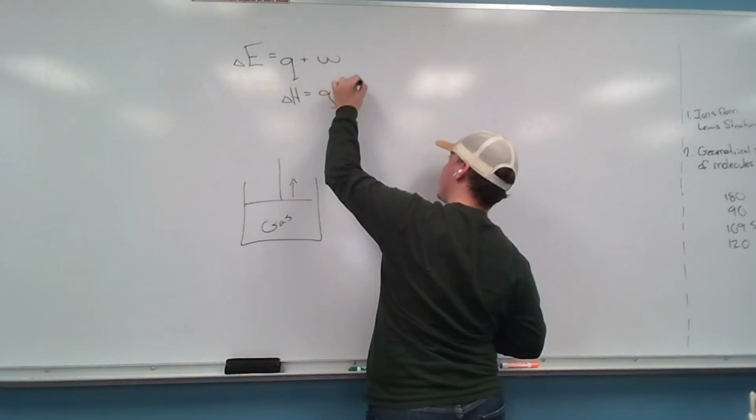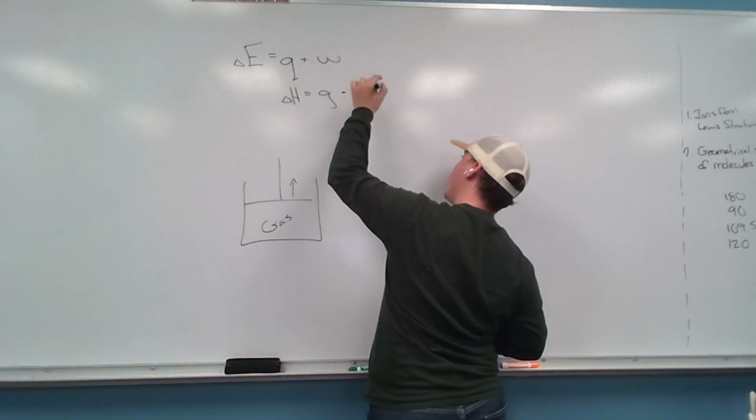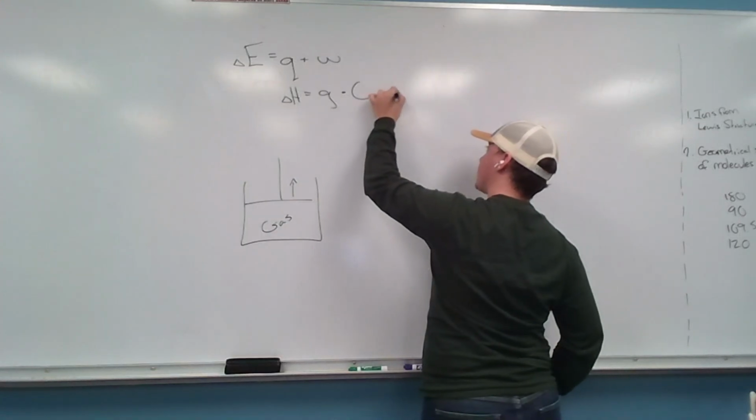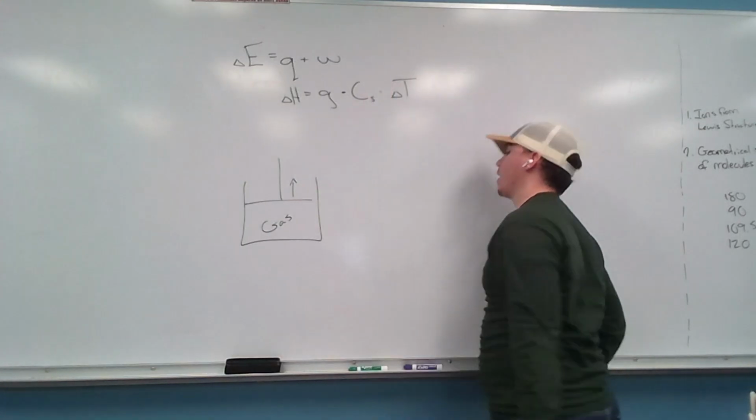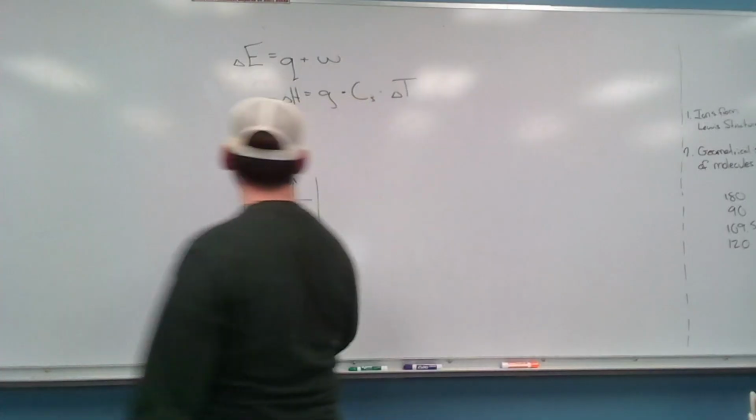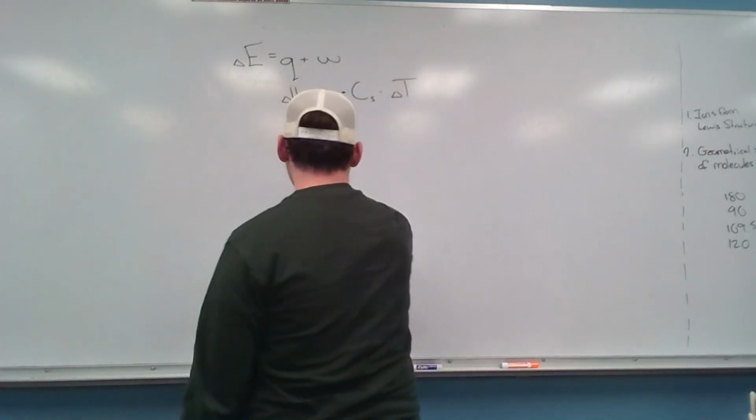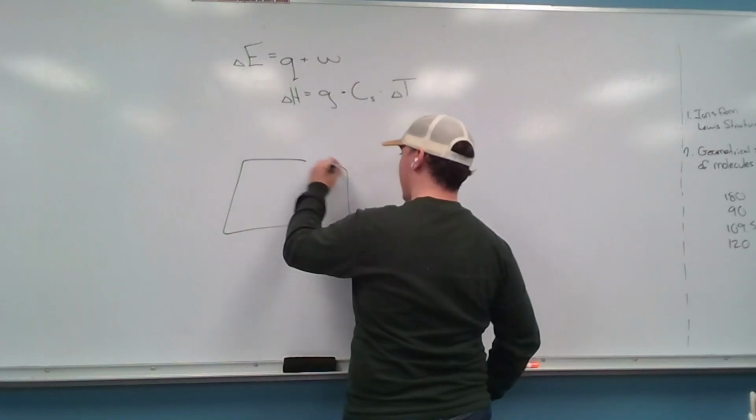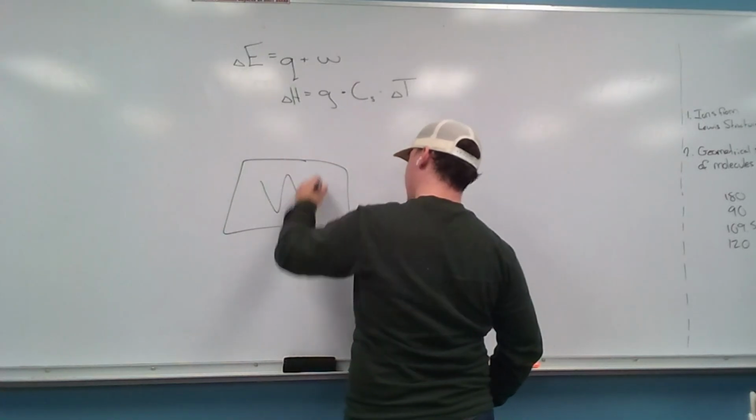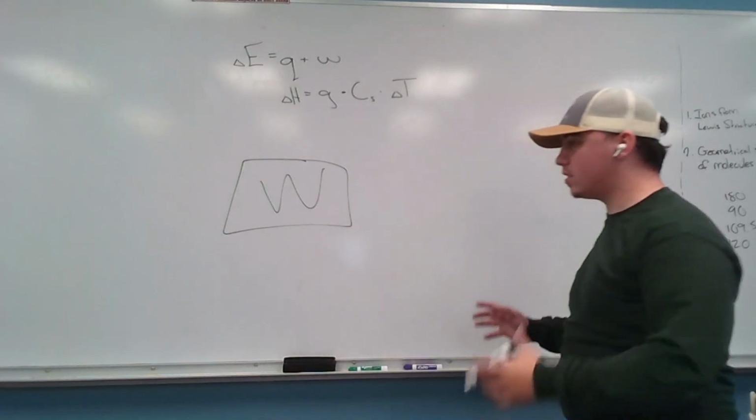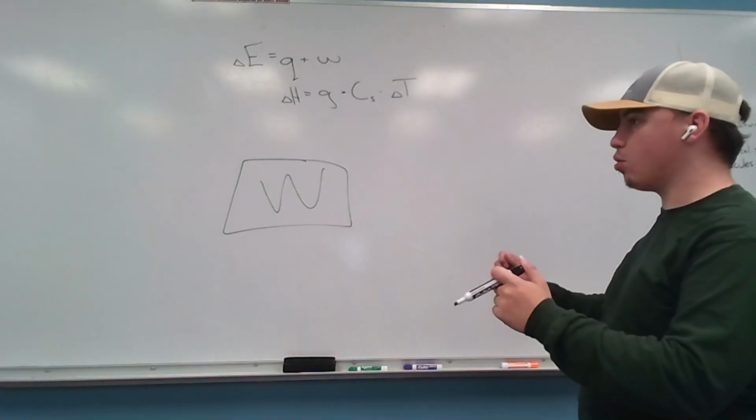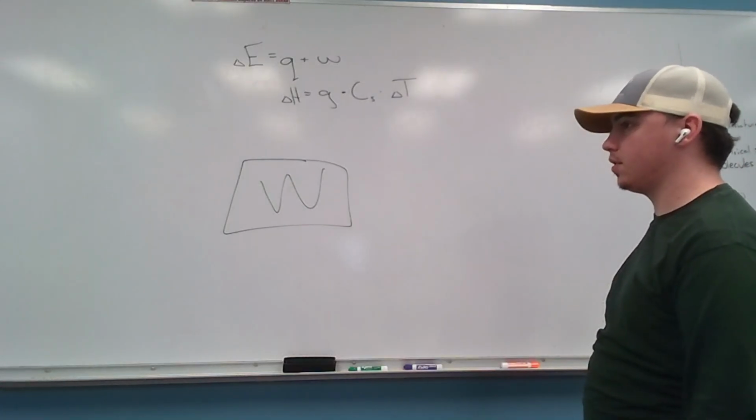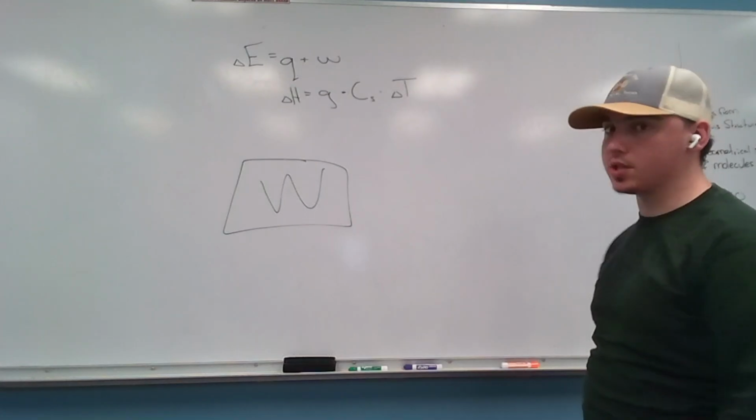Times the specific heat, times the change in temperature. Okay, so what are these things? What is specific heat? Specific heat comes from the concept of heat capacity. So imagine I have a big block of tungsten. What is the amount of heat that I can pour into this thing before it starts doing stuff? I'm pretty sure that's what it means.